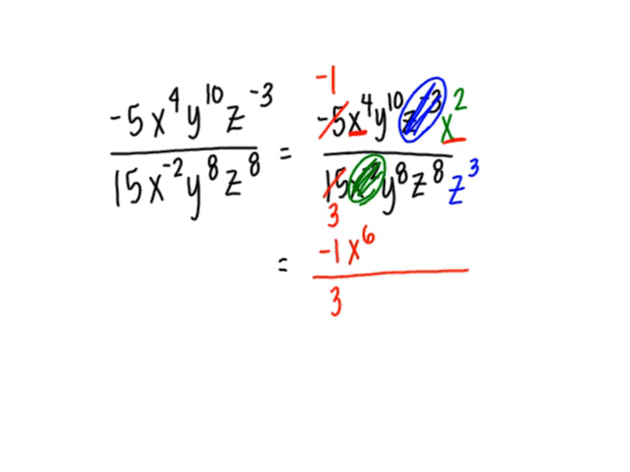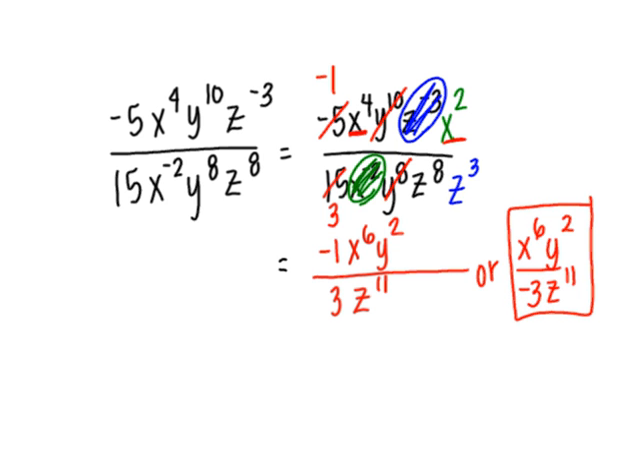Looking at your y's, they're on opposite sides. So since they're on opposite sides, these two, the y to the 10th and the y to the 8th, we would actually subtract. 10 y's minus 8 y's would leave us with 2 y's in the top. Lastly, we have our z's. I have 8 z's in the bottom and 3 z's in the bottom, which would give me 11 z's in the bottom, adding those up. Now this answer, negative 1/3 x to the 6th y squared over z to the 11th, that's a great answer. You could have also chosen to write it this way with a negative 3 in the bottom. That's a good answer as well. Either one would be just fine.